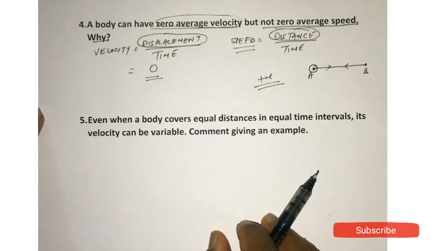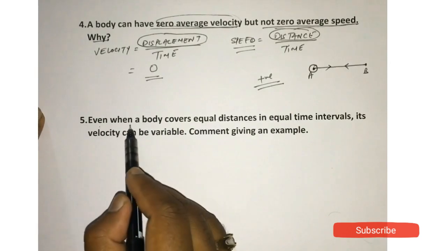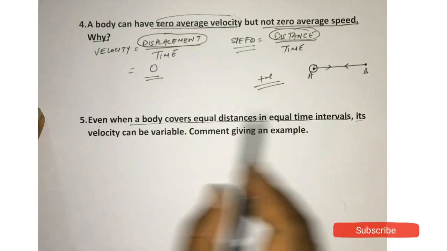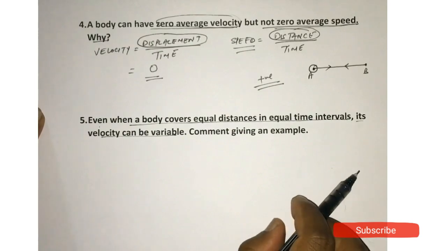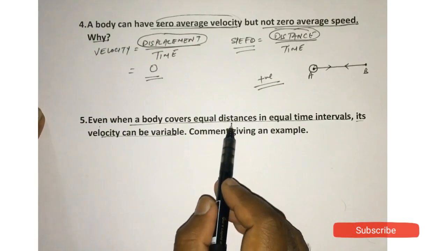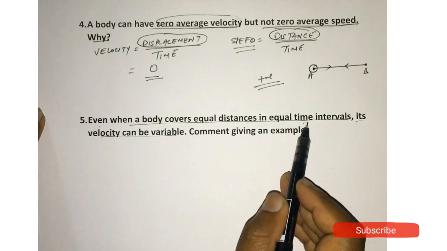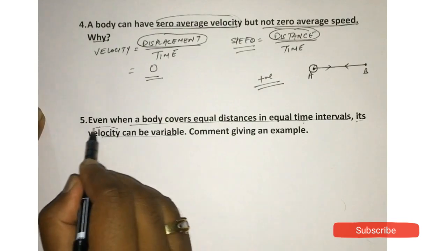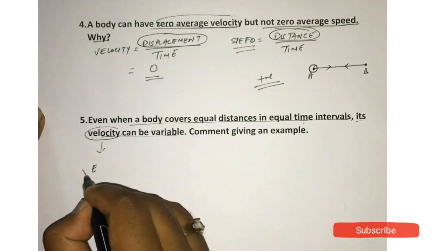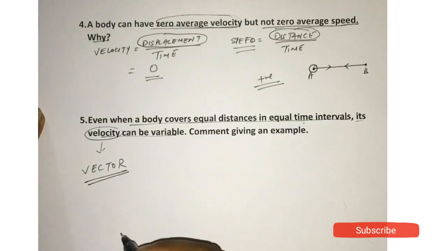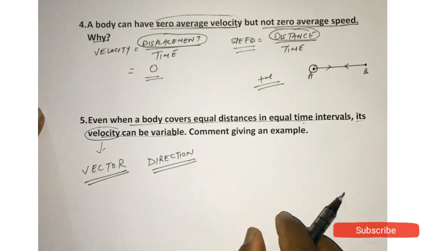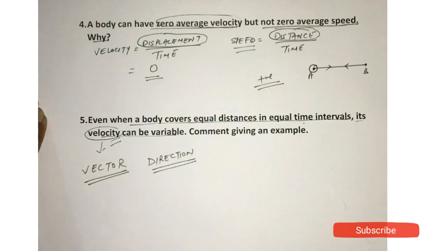Clear? Now the fifth question is, even when a body covers equal distances in equal intervals of time, its velocity can be variable. If the body covers equal distances in equal intervals of time, it has a constant speed. Fine. Velocity is a vector quantity, so it includes direction. So if the direction of the path changes, velocity changes.